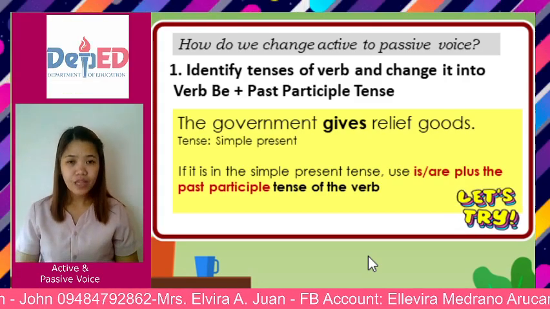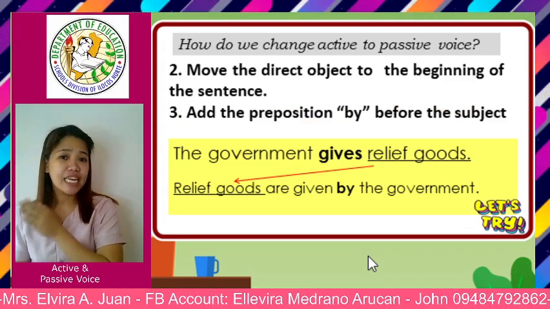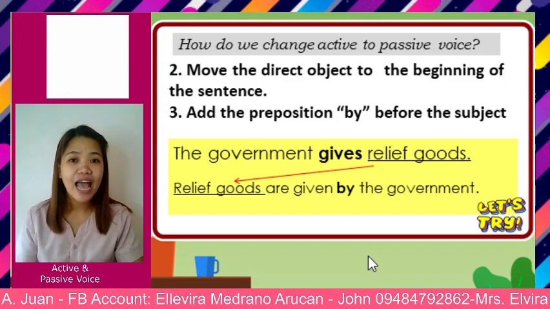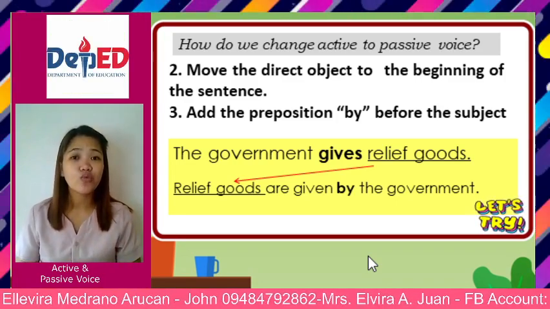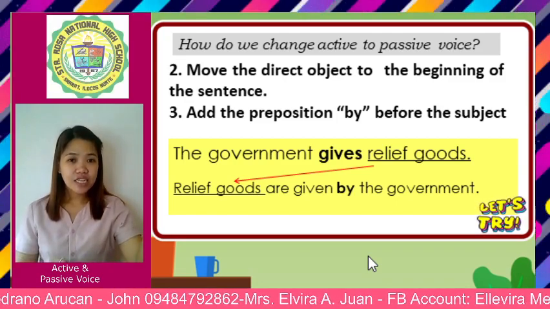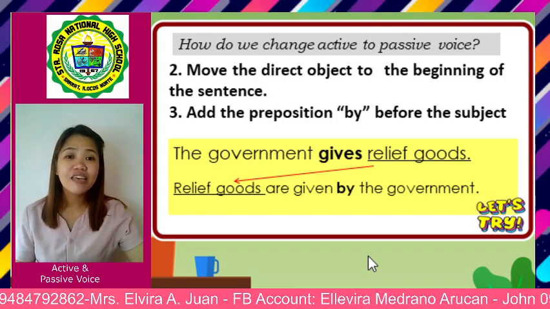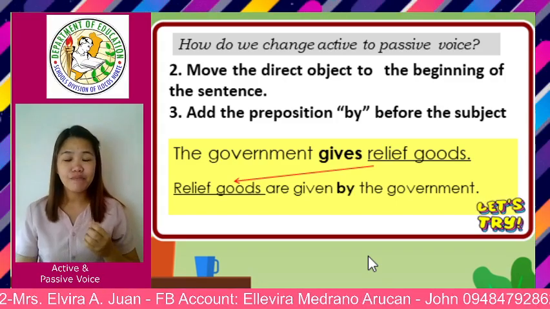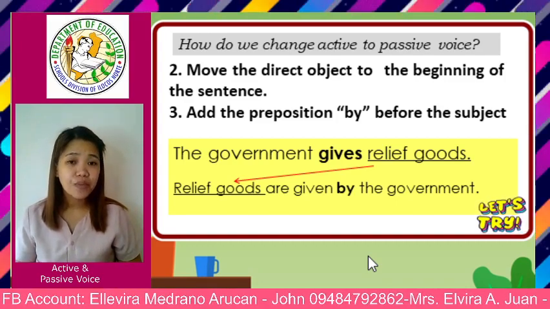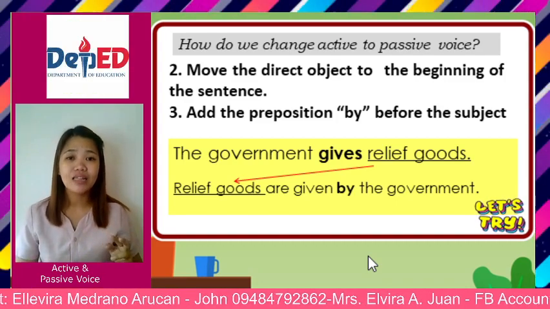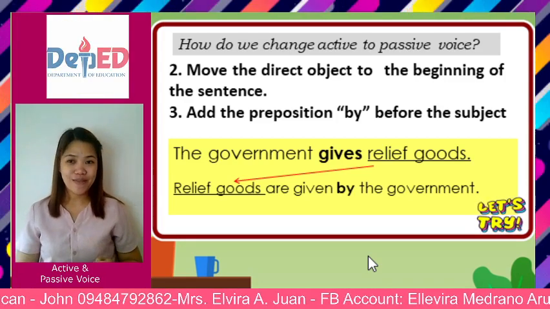Okay? Next step. You move the direct object to the beginning of the sentence and then add the preposition by before the subject. So the government gives relief goods will become relief goods are given by the government. I use the word are because relief goods is a plural subject. So relief goods are given by the government.